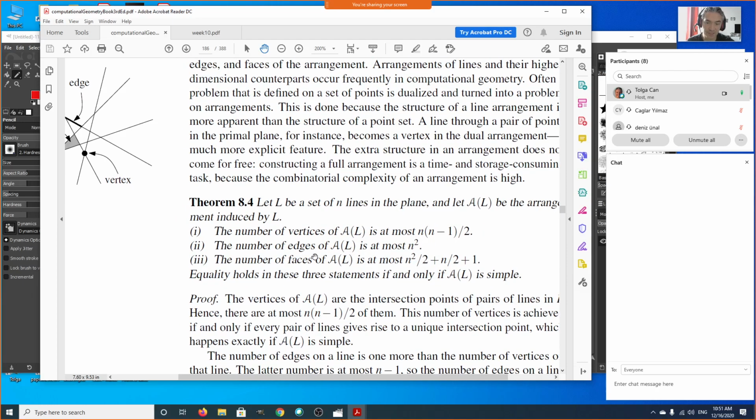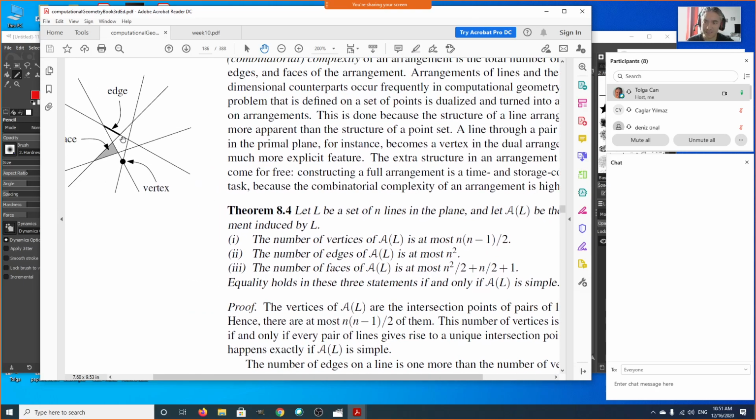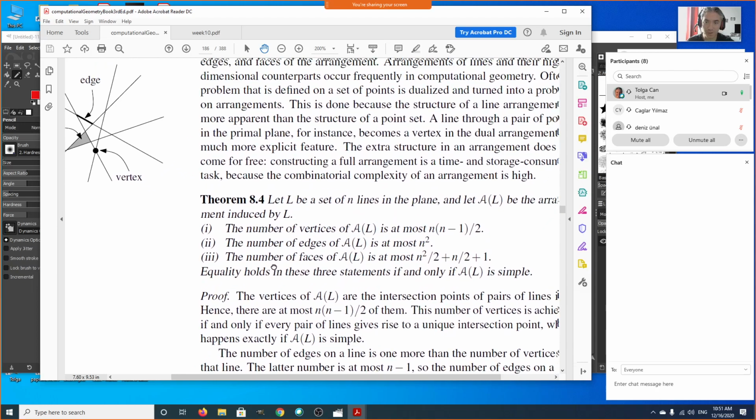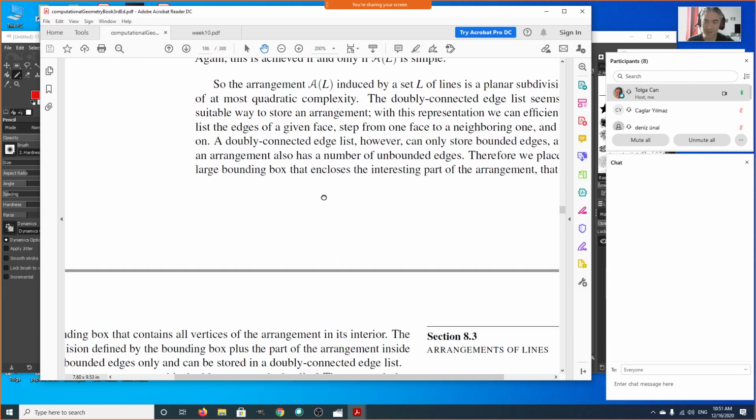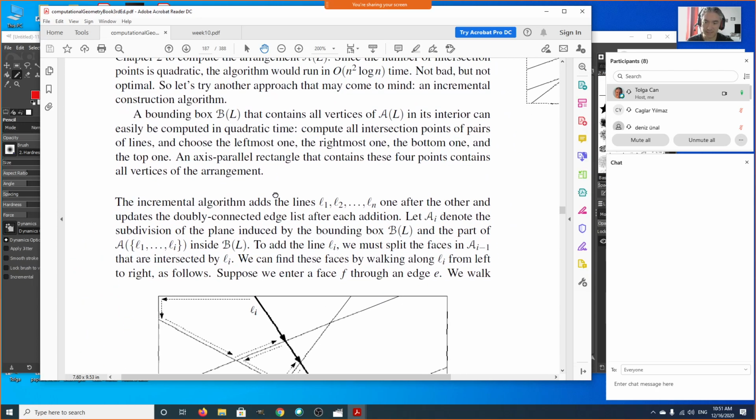The number of edges is also at most n squared. The number of faces is at most n squared divided by 2 plus n over 2 plus 1. So if you look at this, all of them are quadratic, which means that the entire complexity of the subdivision will be quadratic. Now, how do we build this? So that's the next thing.